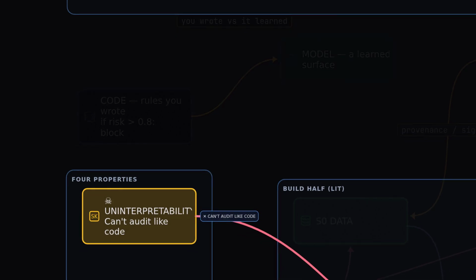Uninterpretability. You can't fully explain why the model decided what it did, so you can't review it line by line like source. A hidden backdoor can survive a review that finds nothing to read.